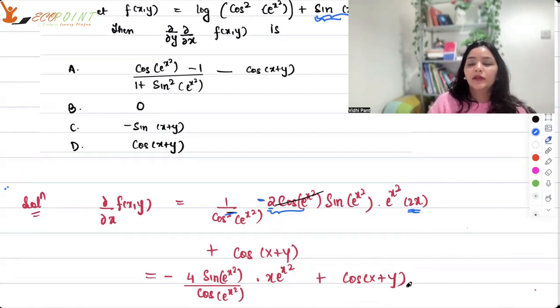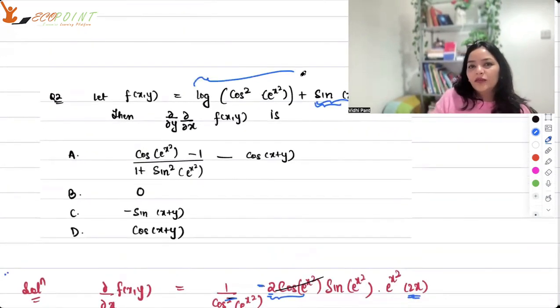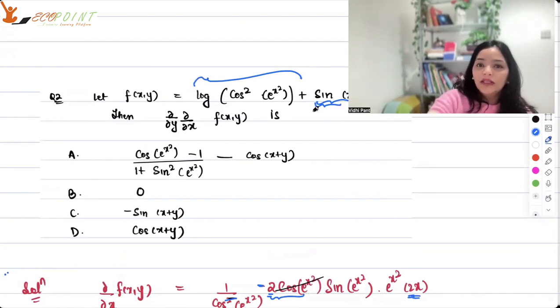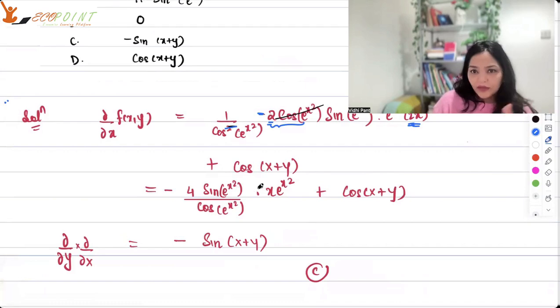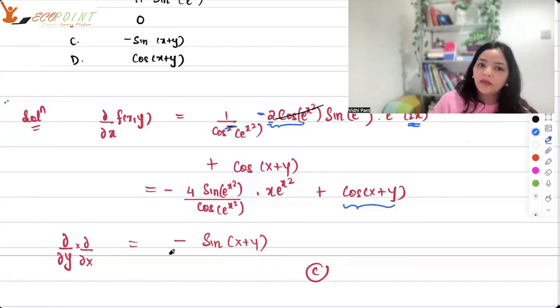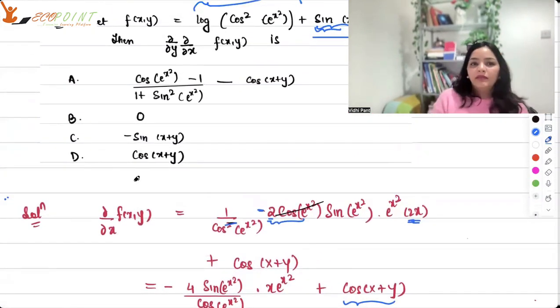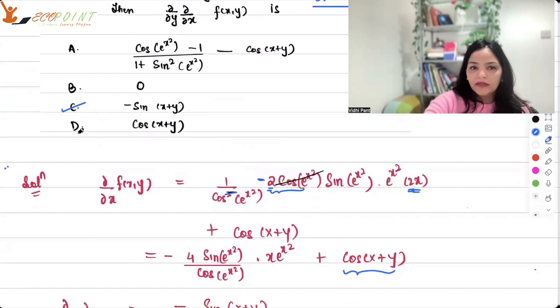Now you have to differentiate with respect to y because this is del upon del x. So del upon del y. Actually, when you look into the question, you should realize that this part is only based on x. So when you will be differentiating with respect to y, this will turn into 0. So only what matters is sine x plus y because that consists of both. Of course, when you are double differentiating, you have already got cos x plus y and you differentiate that with respect to y, you will get minus sine x plus y. So the answer would be C option, minus sine x plus y.